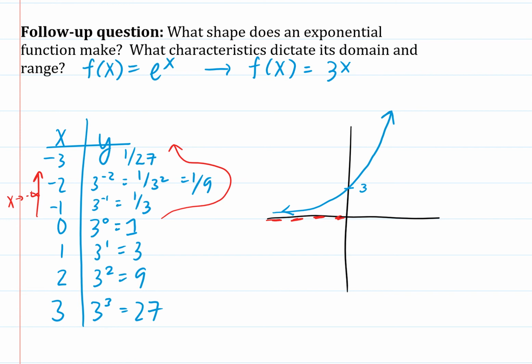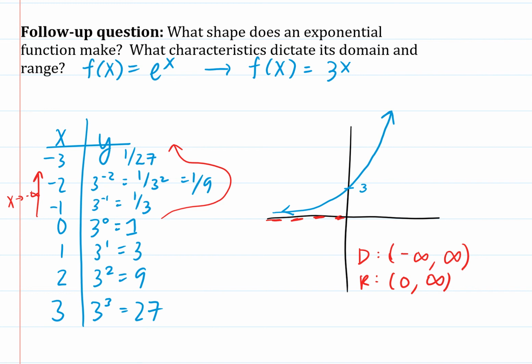So this function has a horizontal asymptote, which makes it clear that the range must be from 0, not including 0, up to infinity. But you can put any x value into the exponent. Negative numbers, of course, you can make the negative exponents positive by moving that term to the denominator. And since you can put any number into an exponent, the domain is all real numbers.